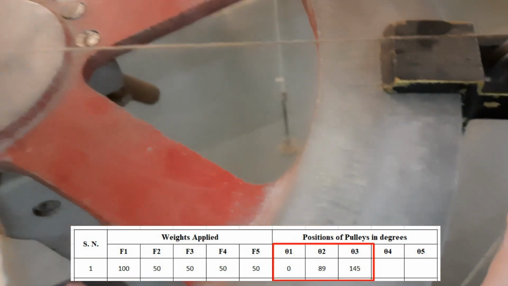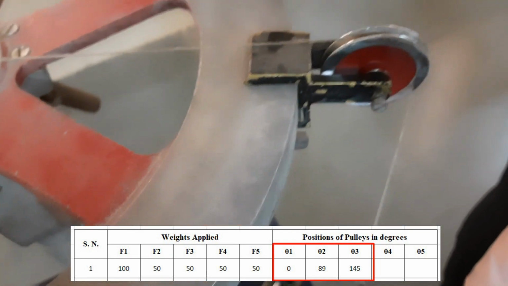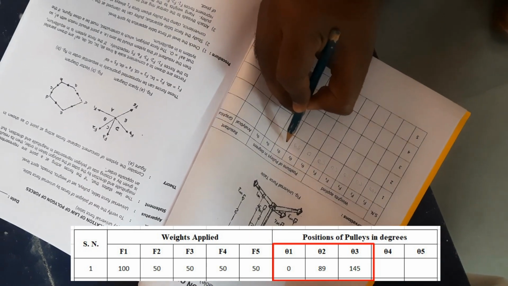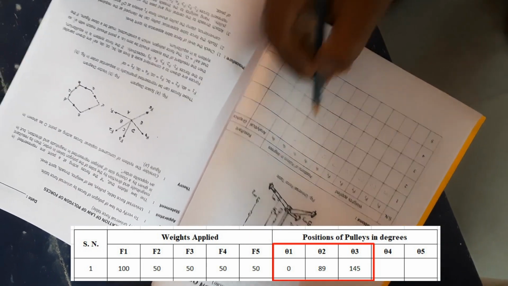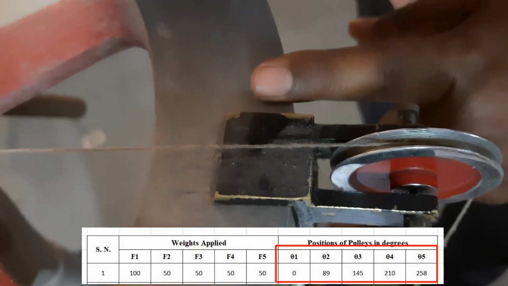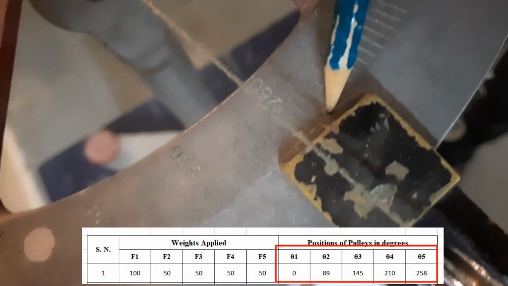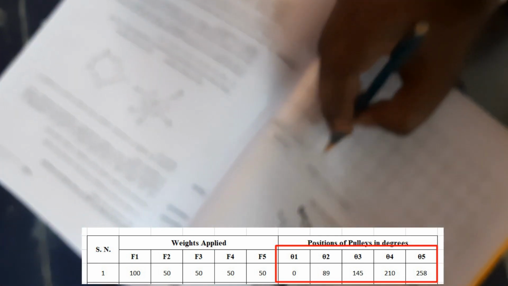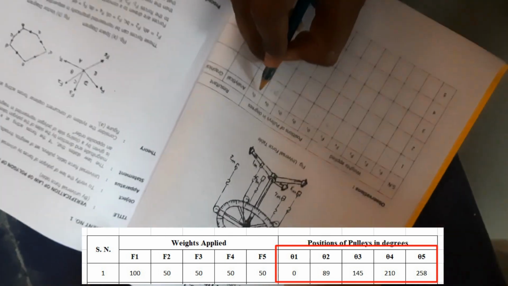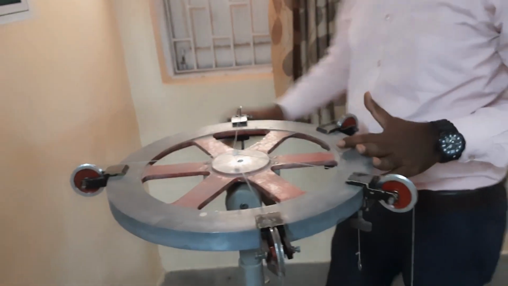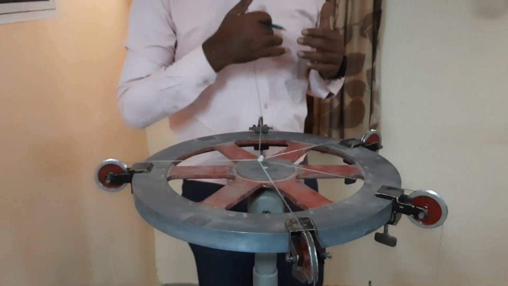So for theta 1 is 0, then theta 2 is 89, then theta 3 is 145, then theta 4 is 210 degree, and theta 5 is 258 degree. So in this way we have to apply the different load at the different forces.